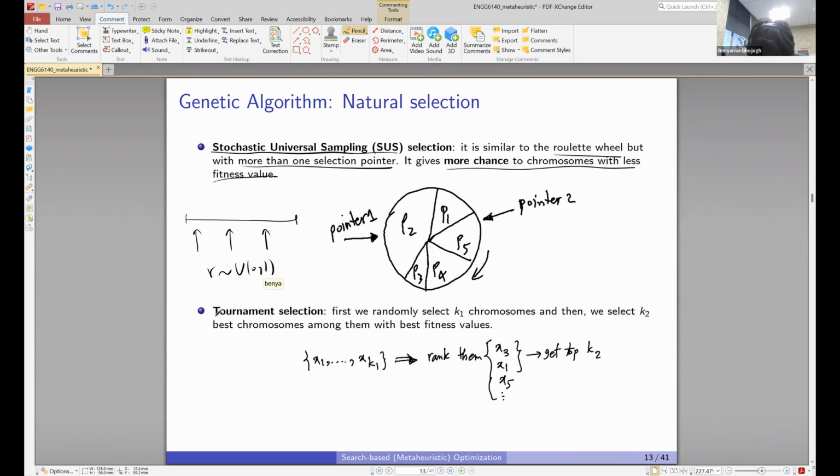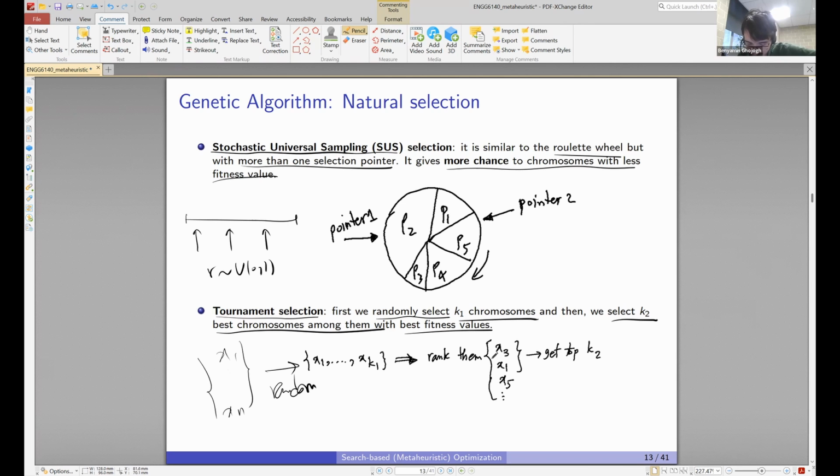Another one is tournament selection. So what do we do in tournament selection? We say first we randomly select K1 chromosomes, and then we select K2 best chromosomes among them with the best fitness values. So the difference is that here we have X1 to Xn, we have n points, then randomly we select K1 of them, and then we rank these randomly selected points by their fitness values, and then we get the top K2 of them.